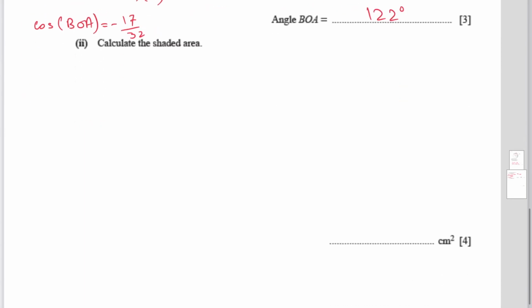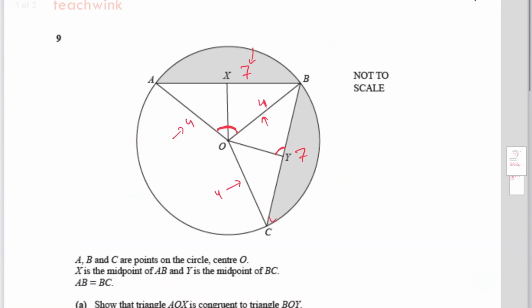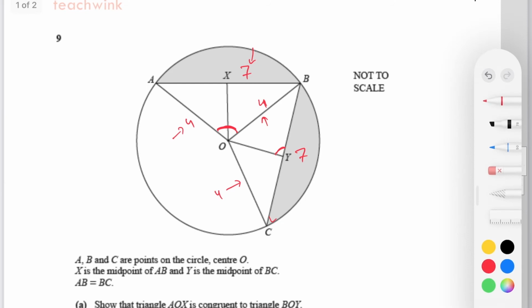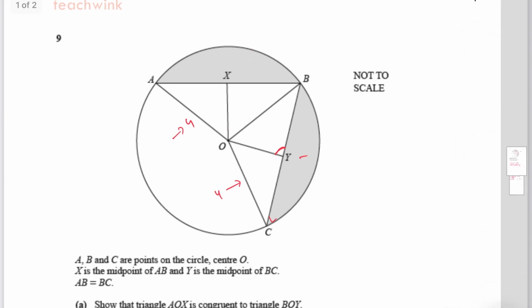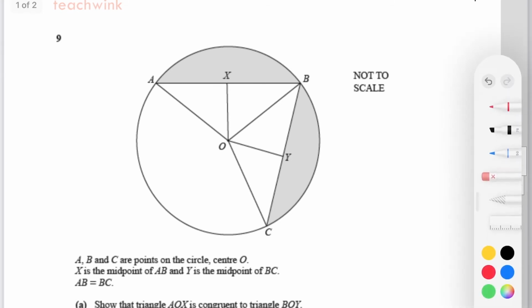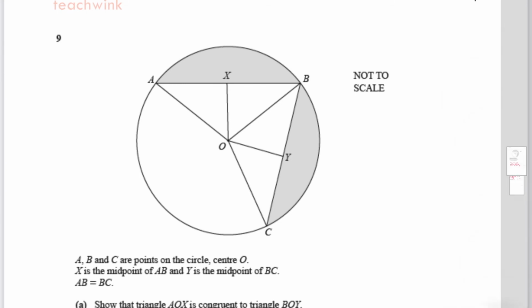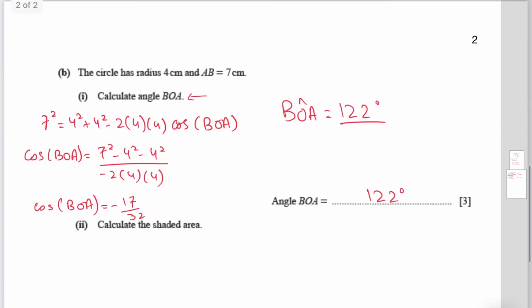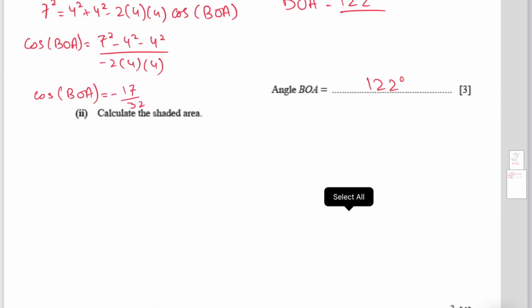Let's move on. The next part says calculate the shaded area. Now, in order to find the shaded area, there are a couple of things that we need to do. The first thing is to find the area of the entire sectors. Since both the sectors represent equal areas, let's do it for one. We have the angle 122 degrees over here, and if we need the area of this entire sector, we need to do so.